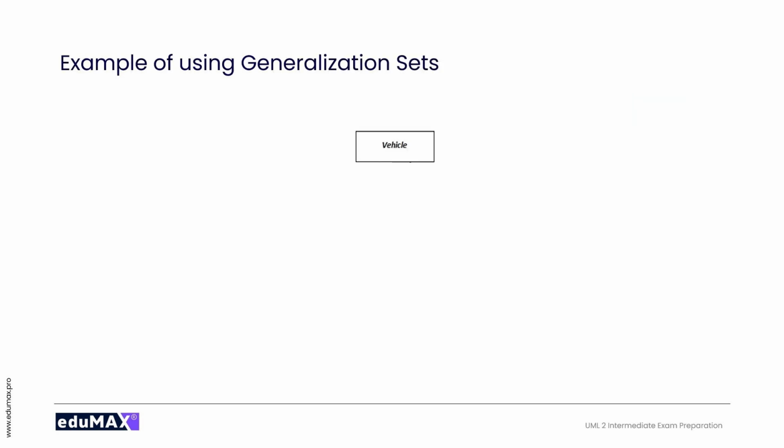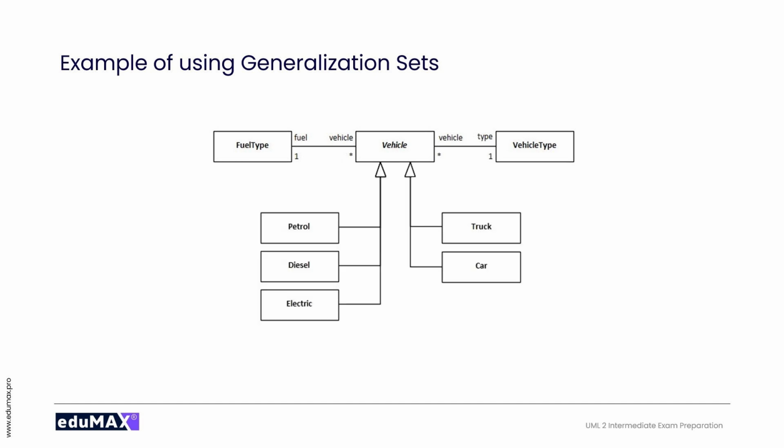Suppose you have a vehicle superclass. If you want to model subclasses, you can think of different dimensions such as fuel type or vehicle type. The fuel type and vehicle type classifiers describe these generalization dimensions and are called power types. Let's now add subclasses of the vehicle class given the fuel type. For example, these could be petrol, diesel, or electric vehicles. In turn, some of the vehicle types are car or truck.